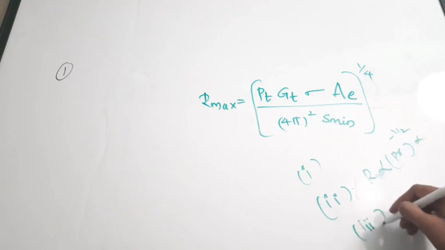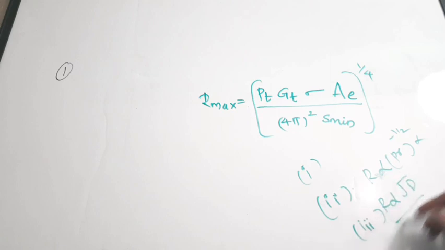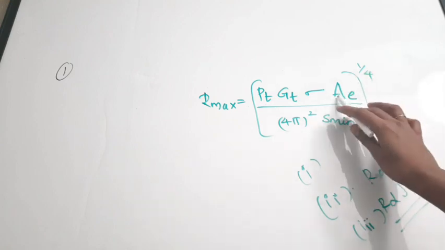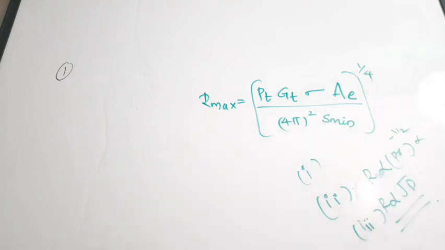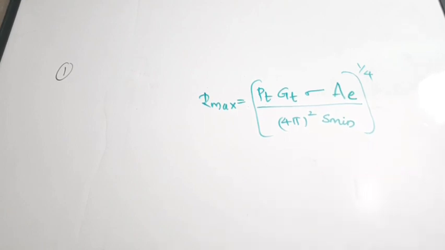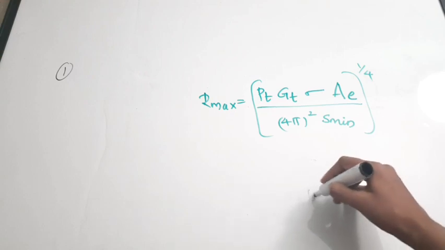Option 3 is R is proportional to square root of D. Here again, you can write the aperture in terms of the diameter, but R proportional to square root of the diameter of the antenna is also not a correct relation. So the correct answer, I'll read out the options now. Option A, 1 only. Option B, 1 and 2 only. Option C, 1 and 3 only. And option D, all the above. So the correct answer is option A.